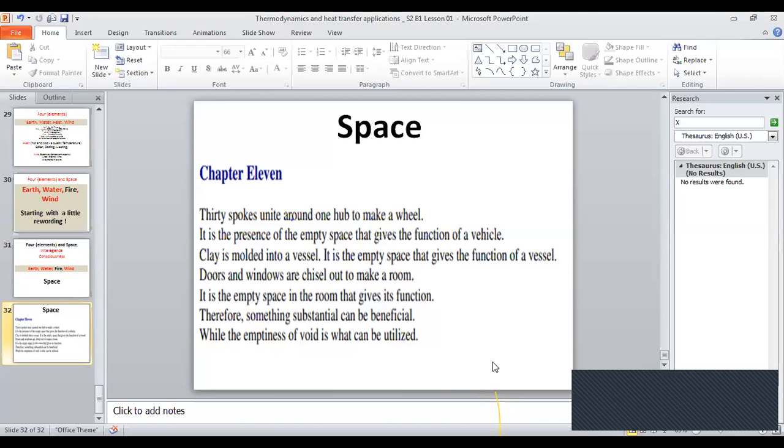That is the first line, okay? Second line says, it's the presence of the empty space that gives the function of a vehicle. Which means for the function of a vehicle, the presence of empty space is important.